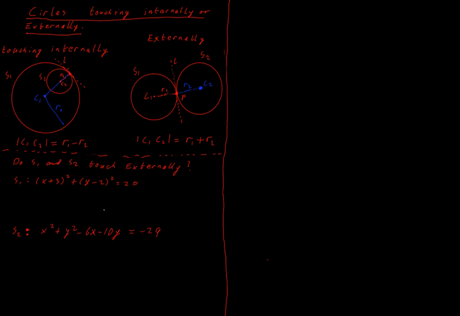I have two circles here, and I want to know, do they touch externally? So I'm looking for, does this criteria get met? Is the distance between the centers equal to the sum of the radii? So let's find the centers and the radii. I'm going to recognize immediately that I have the equation of a circle here given in this form. So I'm going to write down that formula and I'm going to use it to get my center in my circle. So my center is at (h, k). So C1 is at (h, k), which is equal to (-3, 2).